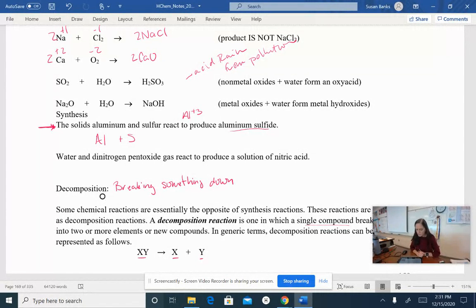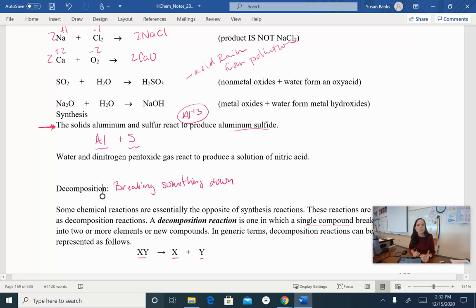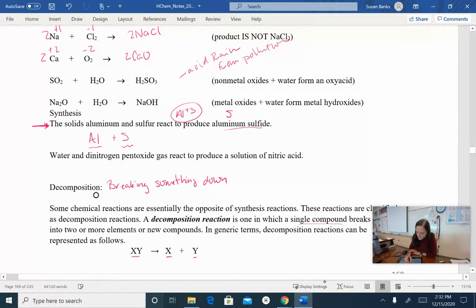to produce aluminum sulfide. So we have aluminum and we have sulfur. The next thing we've got to do is we've got to predict the charges that aluminum will have and the charges that sulfur will have. Okay, so aluminum, if you recall, is one of our transition metals that is always a +3. So we don't have to have Roman numerals here. Sulfur, on the other hand, is a -2. It's right under oxygen, so it always has a -2.